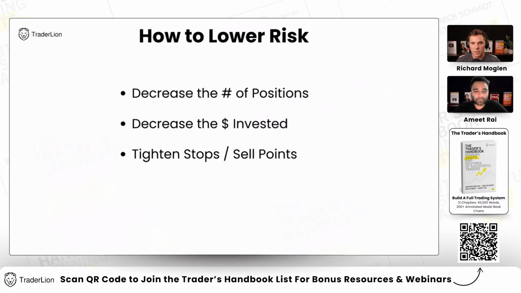So how do we lower that risk? Say we start a corrective environment like a few weeks ago. How do we lower the risk given that those are the three factors? Well, we can take fewer trades. We can decrease the total number of positions we have on our books. We can decrease the starter position size that we're taking on new positions, or the overall dollar amount invested.